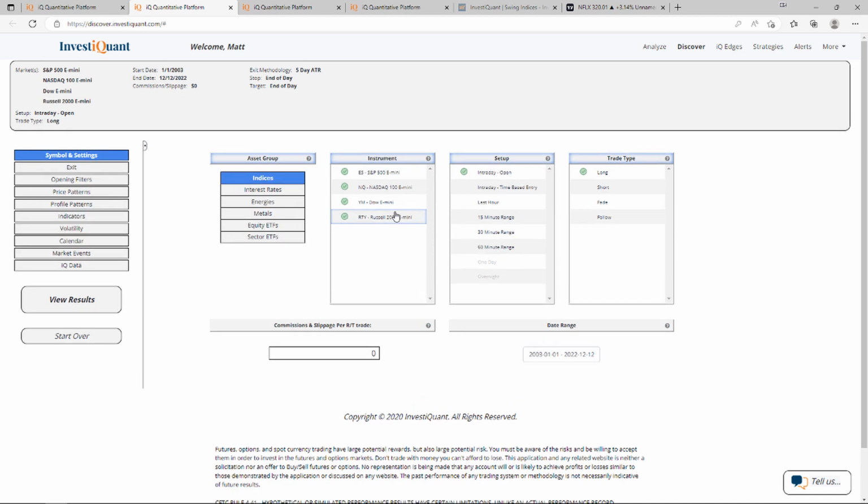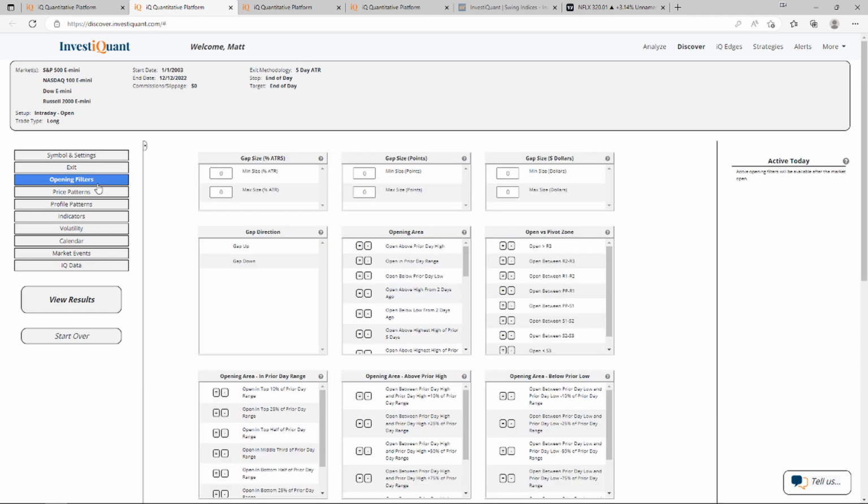So I'm grabbing all four instruments. Our setup's based upon entering long at 9:30 a.m. Eastern Time, exiting at 4:15 p.m. Eastern Time. Now, currently, the overnight session is pushing higher. I'm going to add that, but going to the opening filters, gap direction, and clicking on gap up.